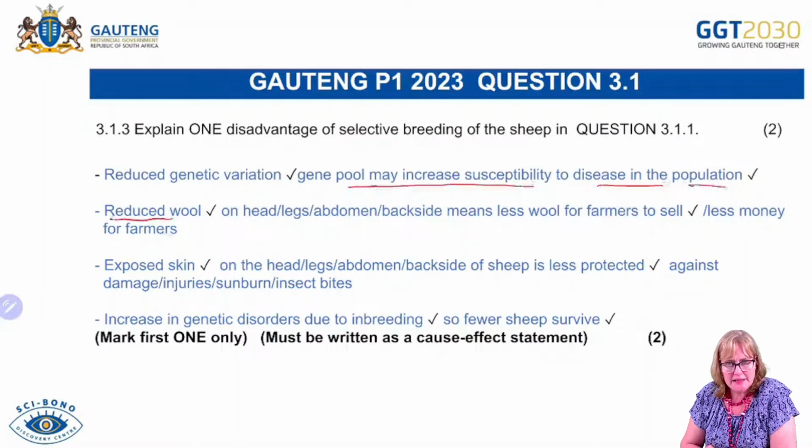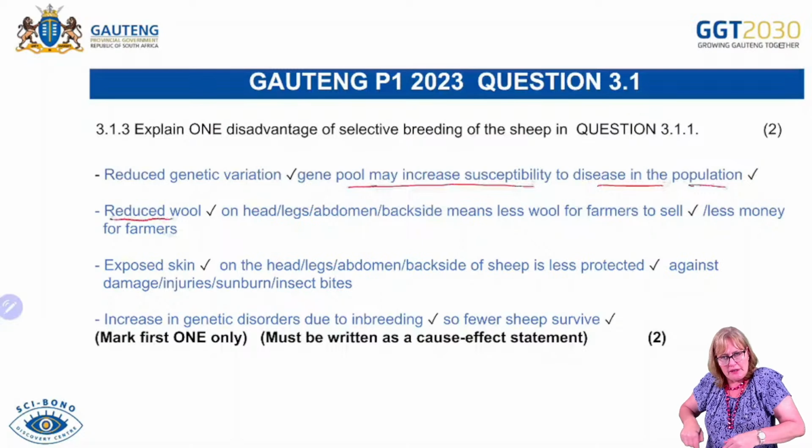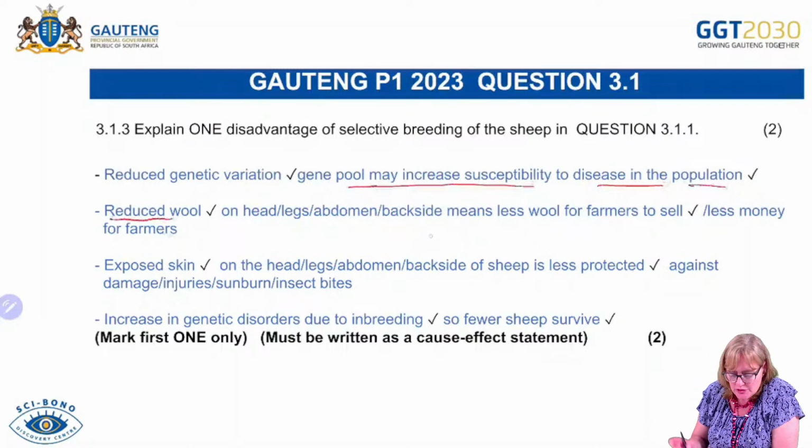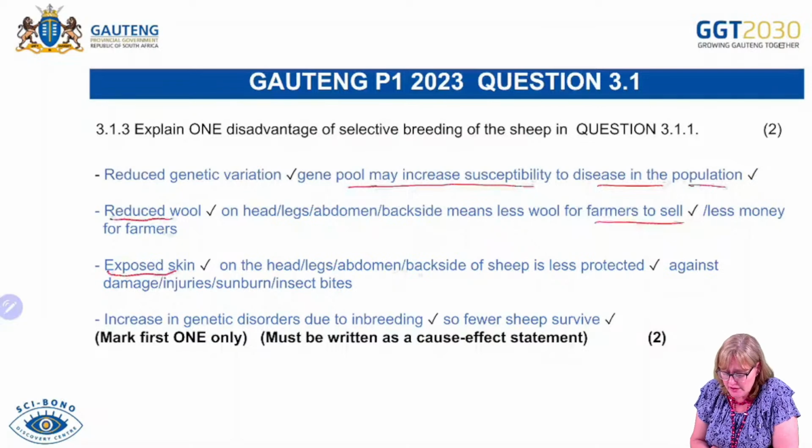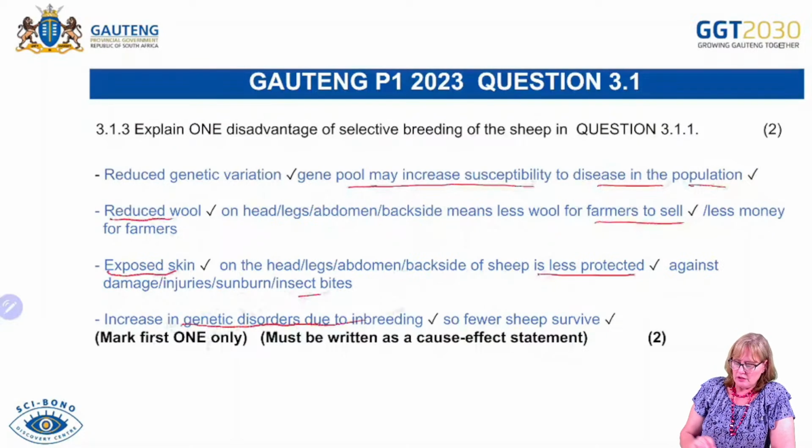Reduced wool in this case, because remember now they are breeding them to lose the wool on the stomach and the wherever, right? So now there's less wool for them to sell. Exposed skin, remember they are walking in the veld. Now the tummy is open and it's open there. So now it's less protected, because that's why they have wool, to protect them. And now they can get sunburn and insect bites and all other stuff. And like I said, genetic disorder due to interbreeding. Right, so fewer sheep survive.